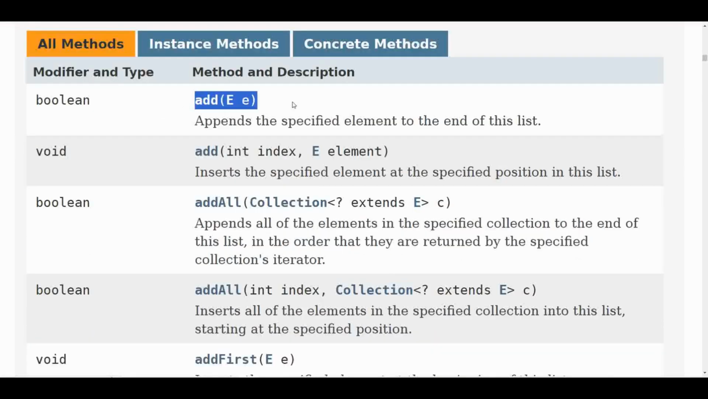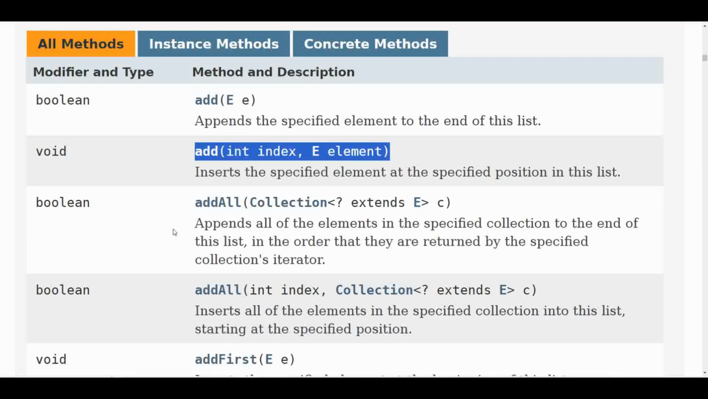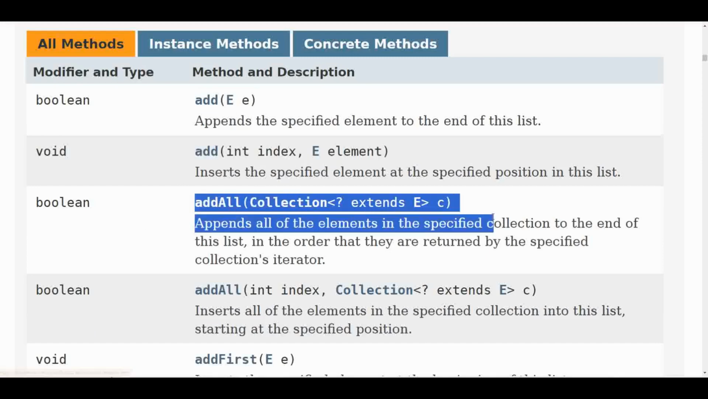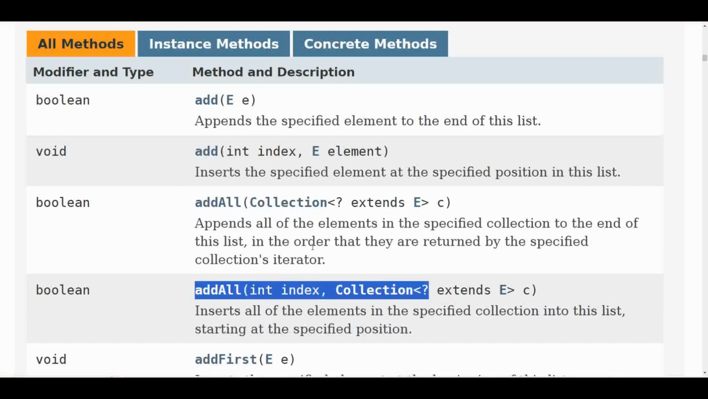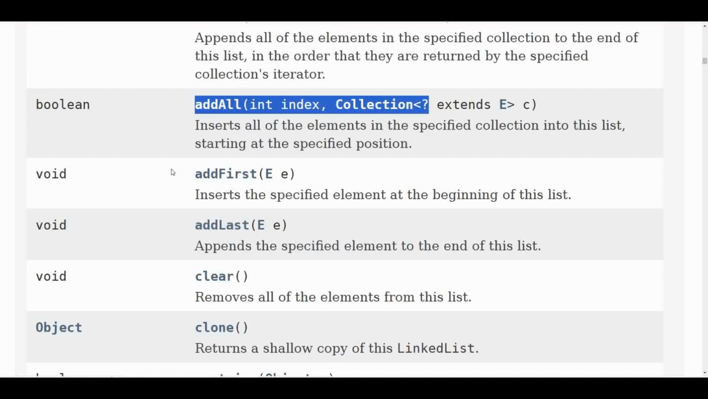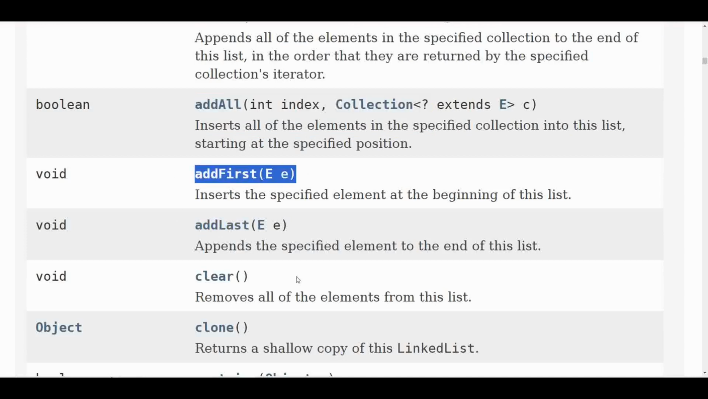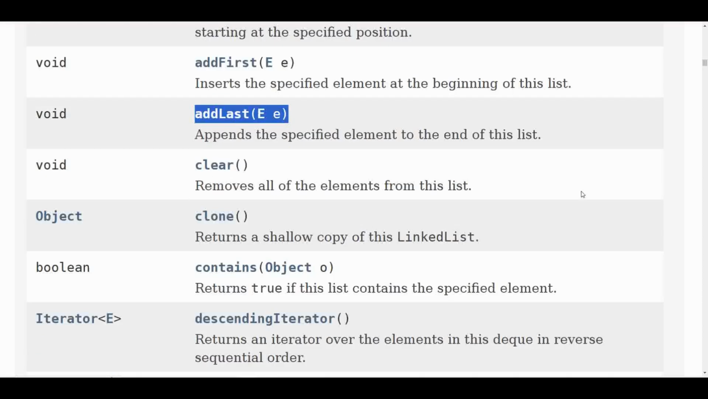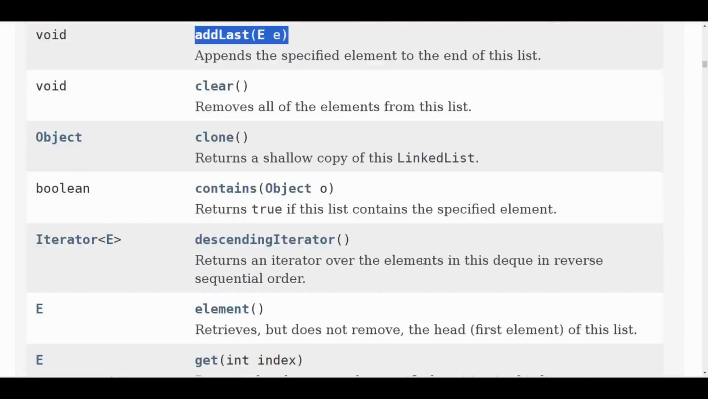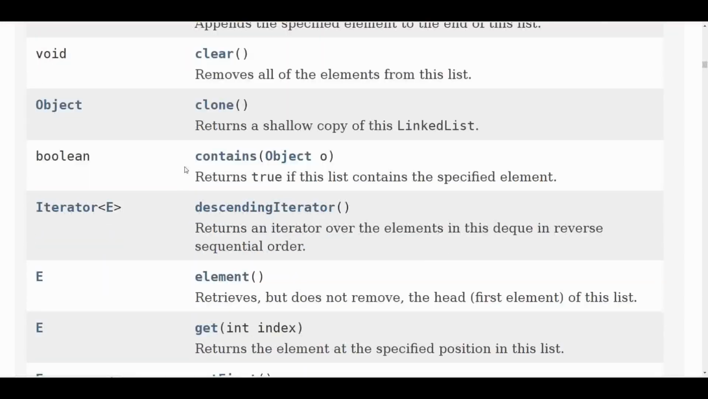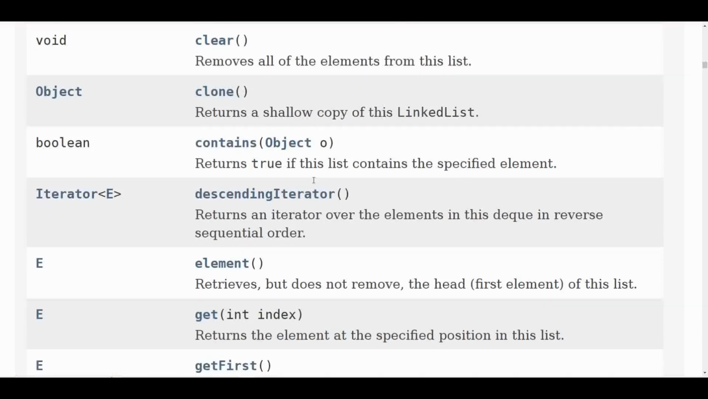So again we have added the index, something similar to what we have seen in the previous, right? Add all like this, where we can give the index. Add first means you can add at the first, add last means you can add at the last, clear means it will remove all the elements, clone it will do the copy of that. Okay, contains, it is a search operation basically, right?